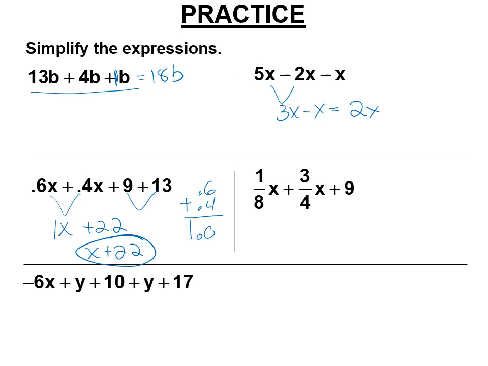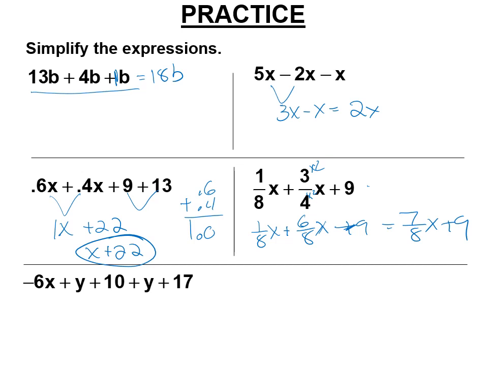All right, 1/8 x plus 3/4 x. You have to get them like terms. So let's get them both over 8. So 1/8 x plus 6/8 x, right? You're just going to multiply that by 2. And so 1/8 x plus 6/8 x is 7/8 x. All right. Well, I ran out of room here, so this is plus 9. So it's going to be 7/8 x plus 9. That's all you can do.